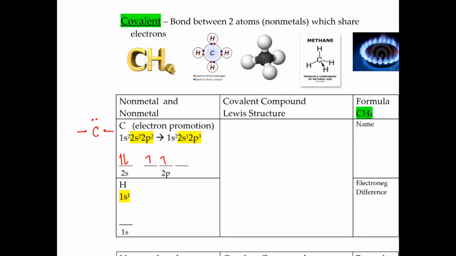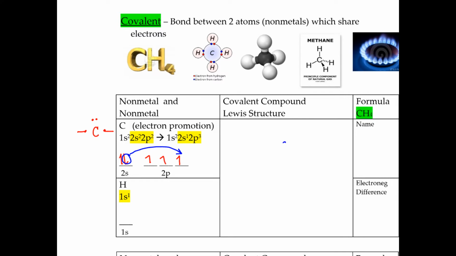What it does is it promotes an electron. It takes this electron right here and promotes it. We've seen that happen before with chromium and copper in the last chapter, where they also promote the electron. So carbon does not have a 2s2, 2p2. It actually has a 2s1 and 2p3. So when you draw the Lewis structure for carbon, it's going to be something like this.